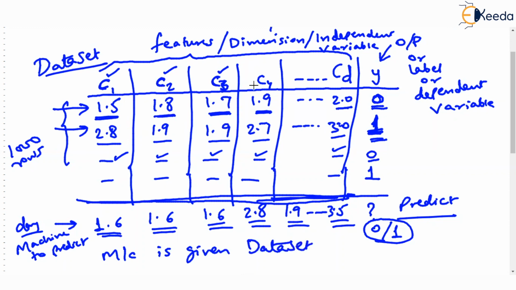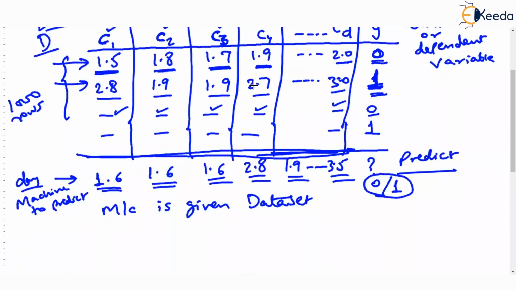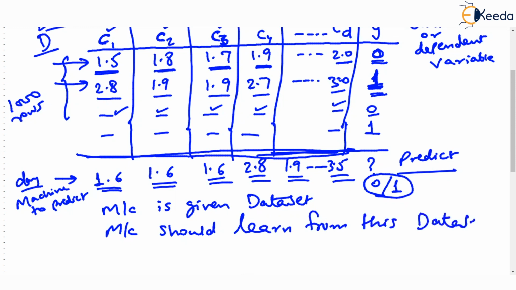If our machine is given this data set, let's call this data set D, capital D, then our machine should learn from this data set when it rains and when it does not rain.